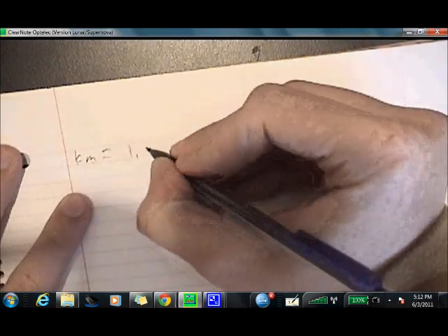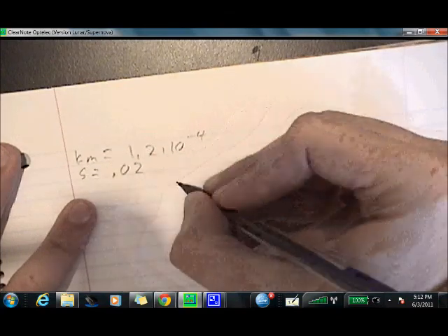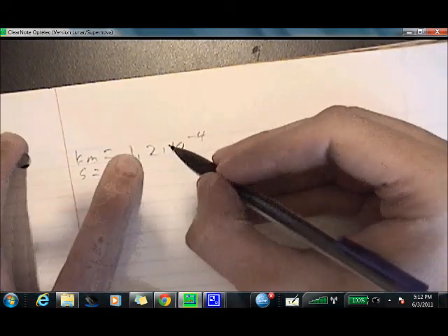Okay, so one thing that I made a mistake on, if you came to my office hours, was I made the wrong assumption. I was assuming that S was much greater than Km, and so the two assumptions that you can make here is, if you notice that the right assumption is when Km is going to equal 1.2 times 10 to the negative fourth, and S is going to equal 0.02, S is much greater than Km.